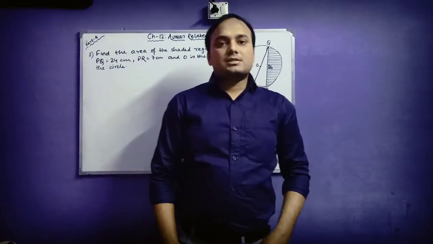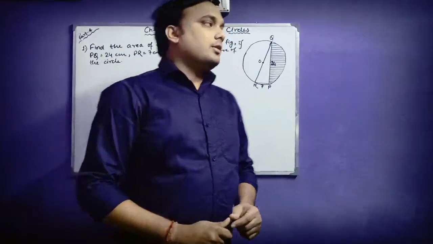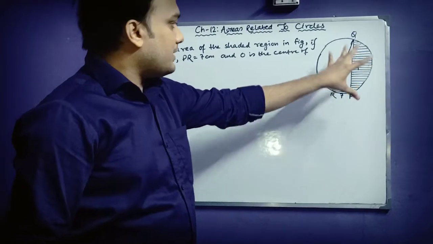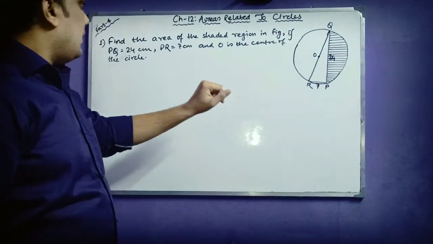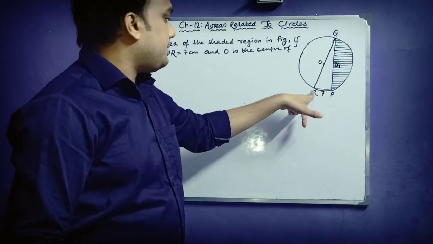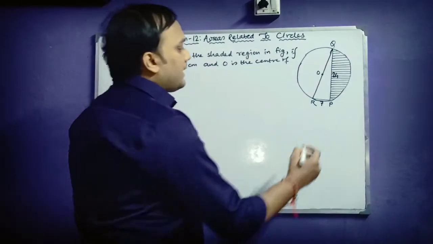Okay students, let us start with question number 1 of exercise 12.3. The question is asking us to find the area of the shaded region in the diagram drawn here, where PQ is 24 centimeter and PR is 7 centimeter. As you can see, this angle will be 90 degrees.